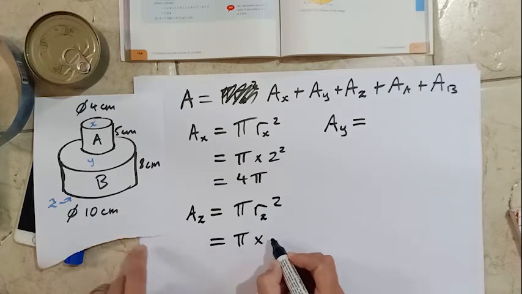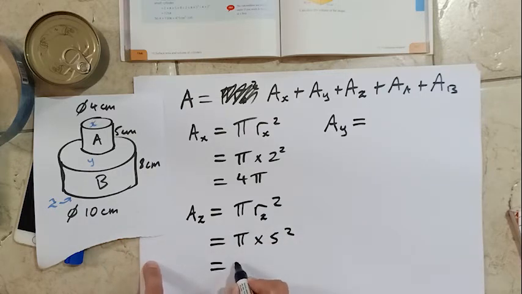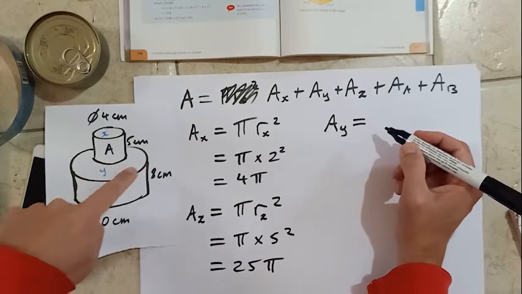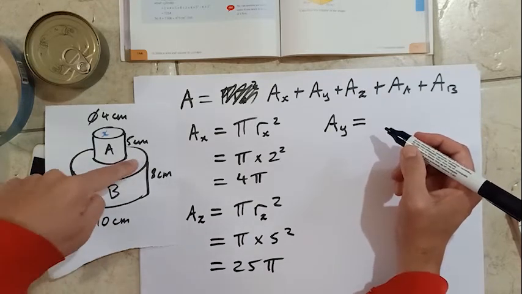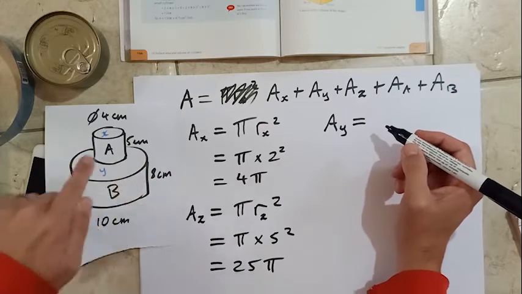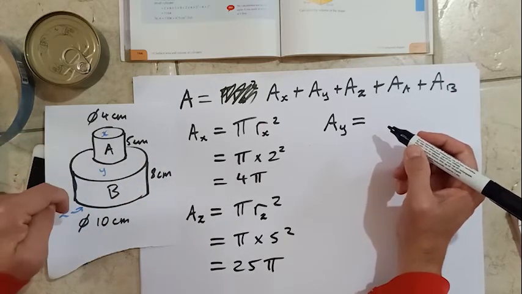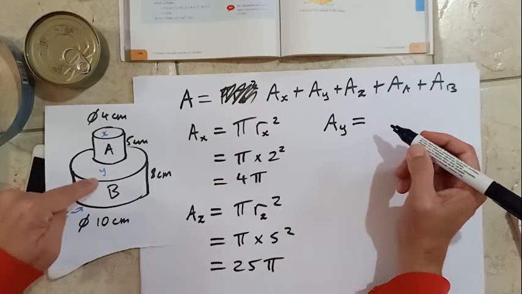Pi times 5 squared equals 25 pi. Okay, so the area of y here, you see that? Yeah, I can still see that. The area of this is the whole circle, same as that one, take away this small circle, isn't it? Because it's like a donut shape.